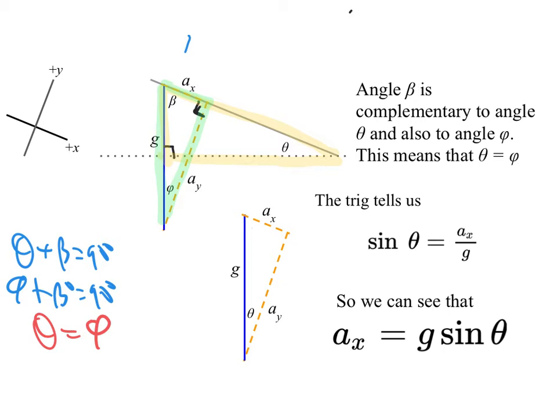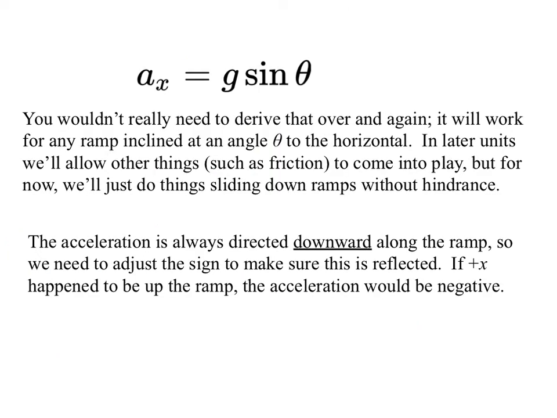So we can do our regular triangle trick of saying the sine of an angle is the opposite over the hypotenuse. So a_x over g, which we can solve to say that a sub x, the amount of acceleration along the incline, is g times sine theta, where g is still the traditional 9.8 meters per second squared. Now you won't really need to derive that over and over again. It works for any ramp inclined at an angle theta to the horizontal.